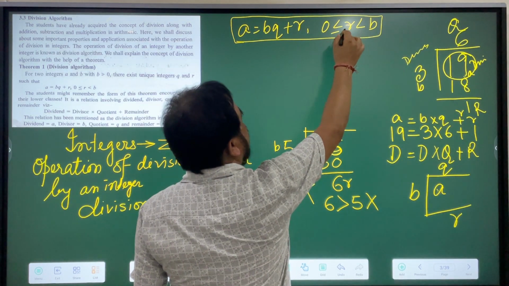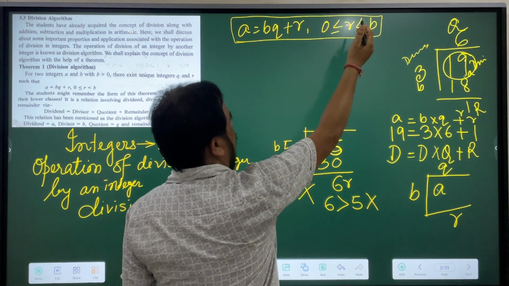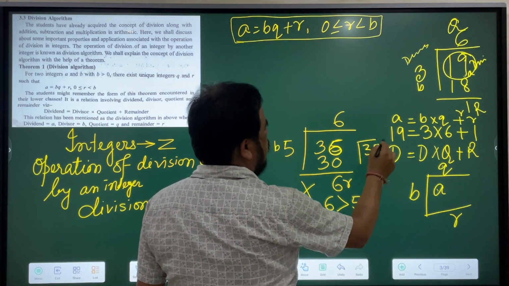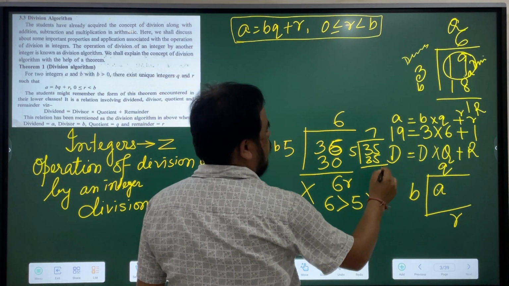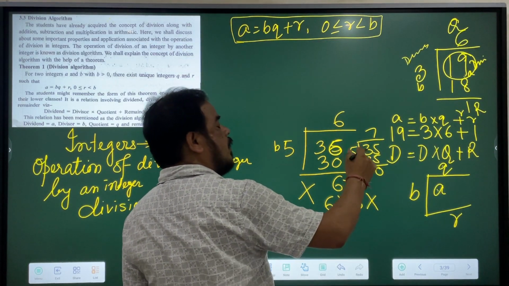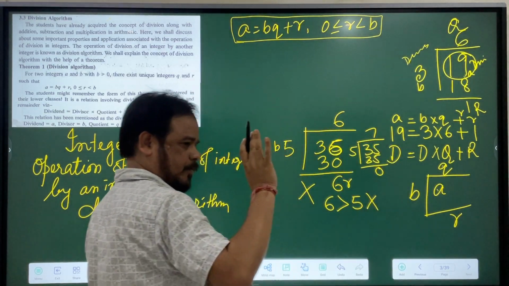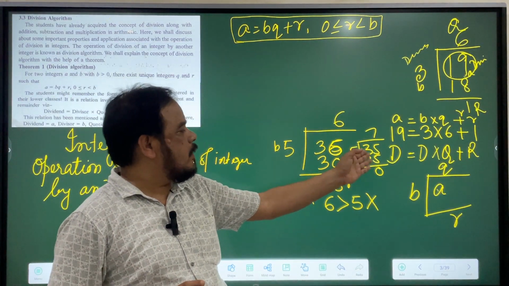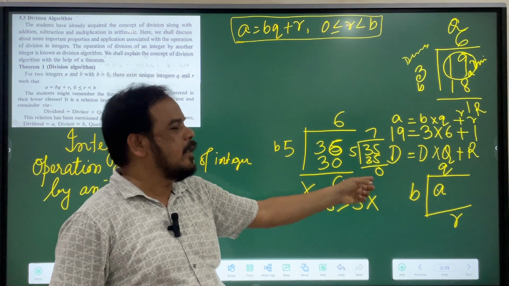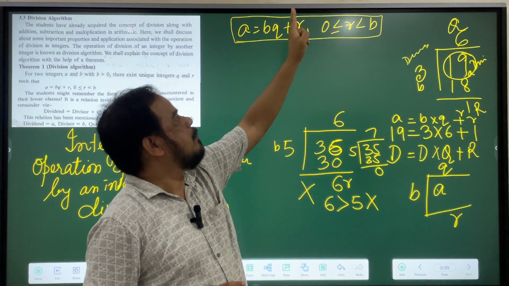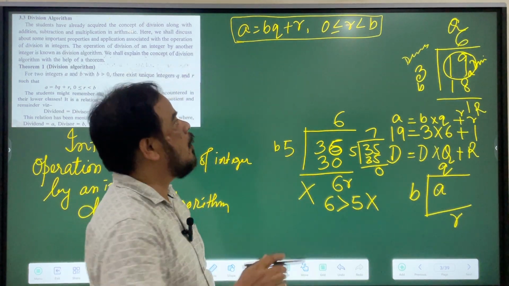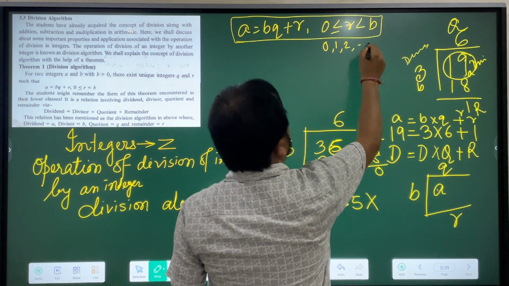And R may be equal to 0 or greater than 0. Here sometimes we get, suppose 5, here it is 35. If we divide 35 by 5, 7, so remainder 0. We may get a remainder 0, or we may get a remainder greater than 0, any number. Here generally we don't get a negative number. In this type of simple division, we don't get a negative number. So remainder may be 0 or greater than 0. So remainder starts from 0. Here 0, 1, 2, like this.